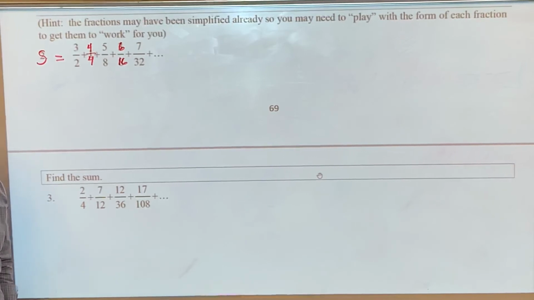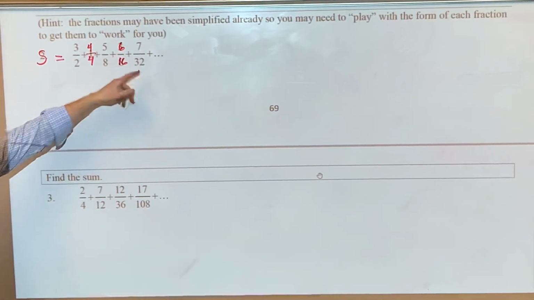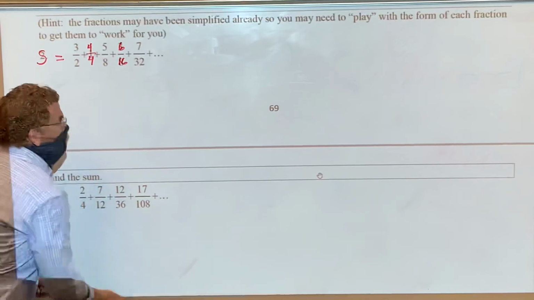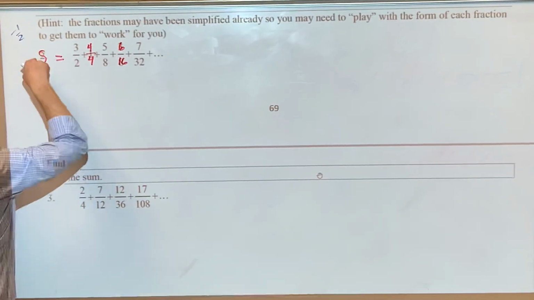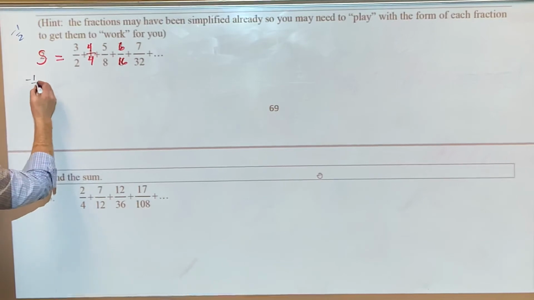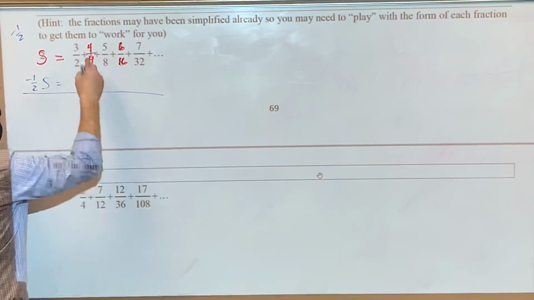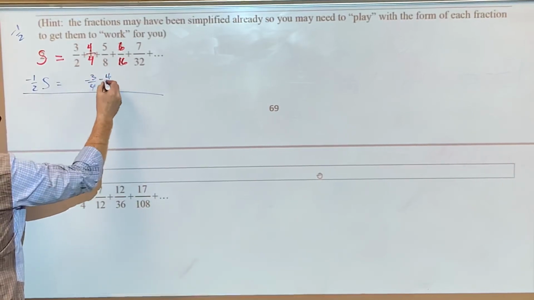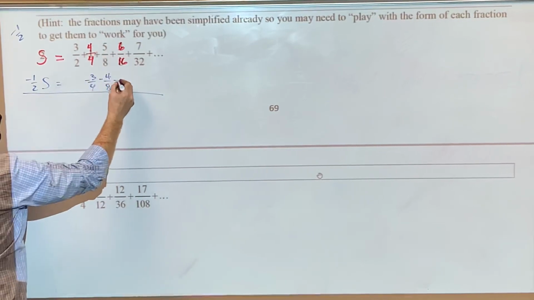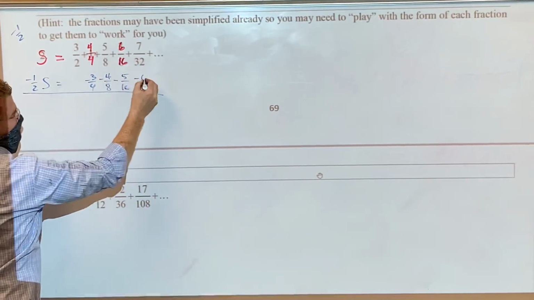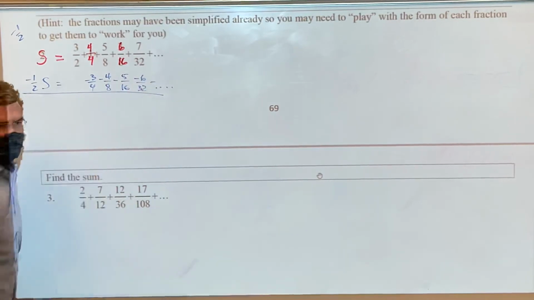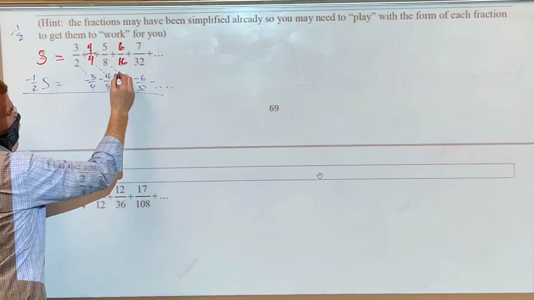This is you on your test. First step. Is it negative 1/2? Yeah. And I know it's negative 1/2 because I'm multiplying the bottom by a 2. So I do 1 over 2, but I negate it. So I'm going to multiply both sides by a negative 1/2. What happens when I multiply S by a negative 1/2? Negative 1/2 S. What happens when I multiply 3/2? I get negative 3/4. Negative 4/4. Negative 4/8. Negative 5/8. Negative 5/16. Negative 6/32. Yada, yada, yada, right? But I'm literally doing the math there.